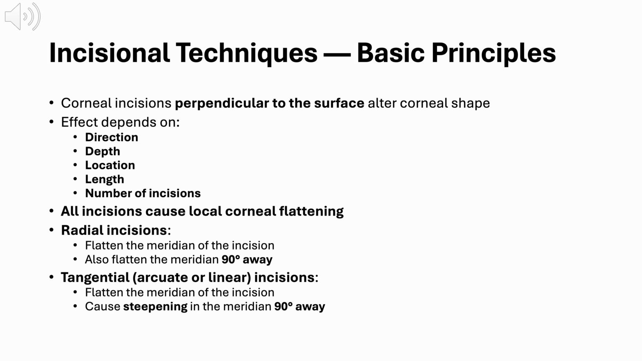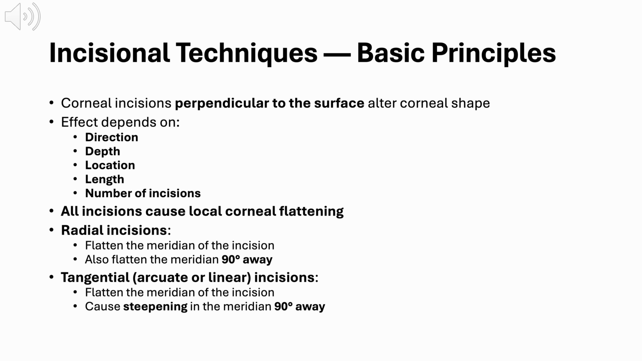This slide introduces the basic principles behind incisional refractive techniques. Corneal incisions that are placed perpendicular to the corneal surface can change corneal shape by altering how tension is distributed within the stroma. The magnitude and direction of that shape change depend on several factors, including the direction of the incision, how deep it is, where it's placed, how long it is, and how many incisions are made. One unifying rule is that all corneal incisions cause local flattening at the site of the incision.